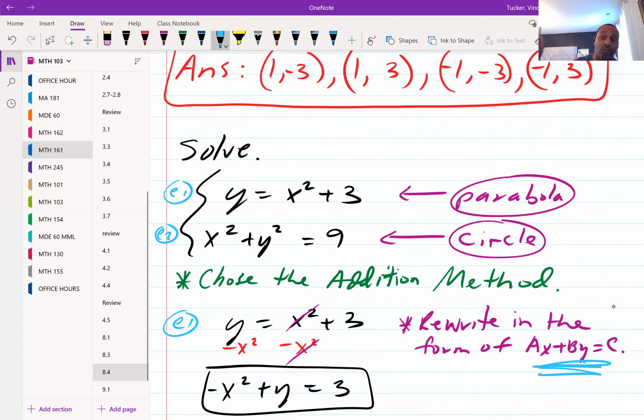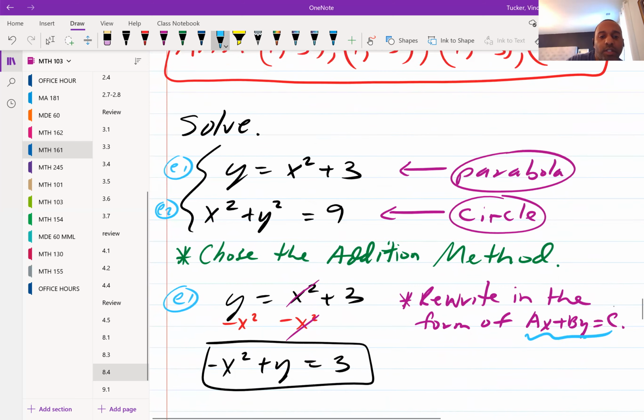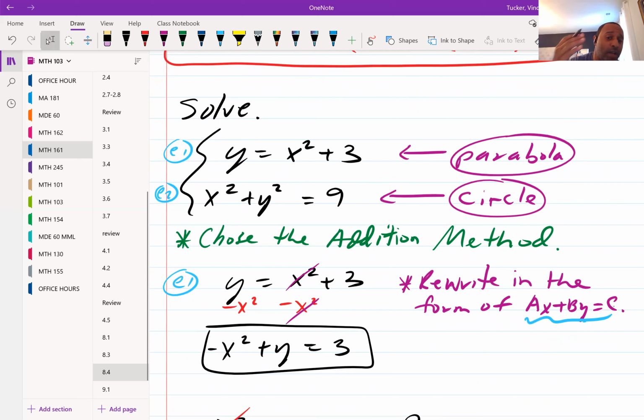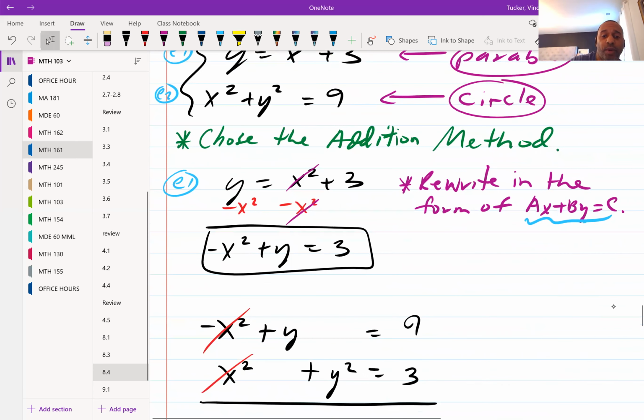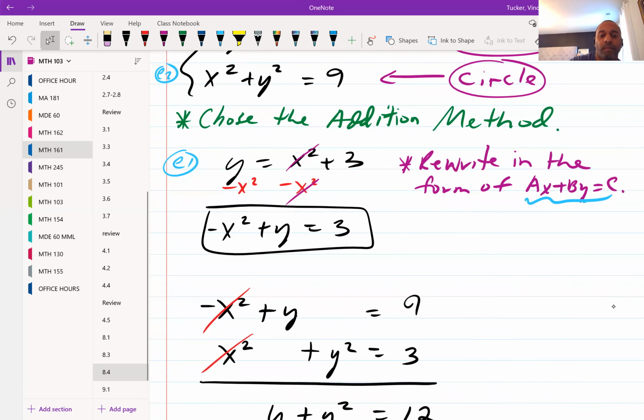So even though we're dealing with powers higher than 1, it's still the same thought process. You want to have your constant on one side by itself and then your variables on the other side so you can add them and subtract them accordingly. So I subtracted x squared from both sides. Now I have -x squared plus y equal to 3. And I'm going to add that to the other equation.